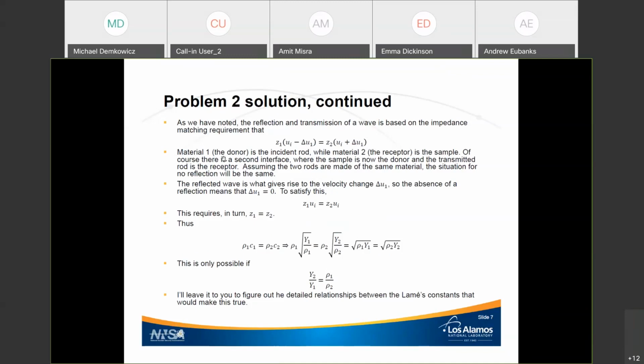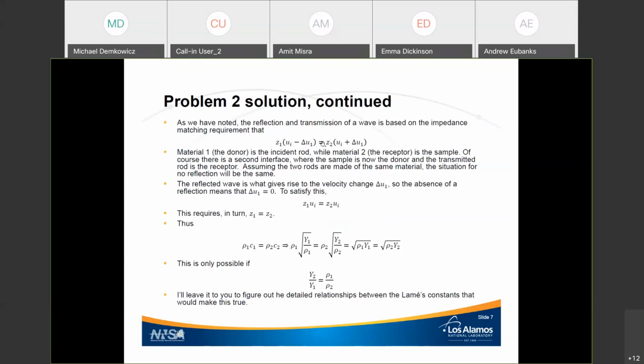Now, those of you who are familiar with the Kolsky bar will realize I've set it up as the donor material being the incident rod, and the receptor, or acceptor as some people call it, is the sample. There's another interface there between the sample and the transmitted rod, where the sample is now the donor and the transmitted rod is the receptor. Assuming the two rods are made of the same material, the situation that we have to meet for no reflection is going to be the same.